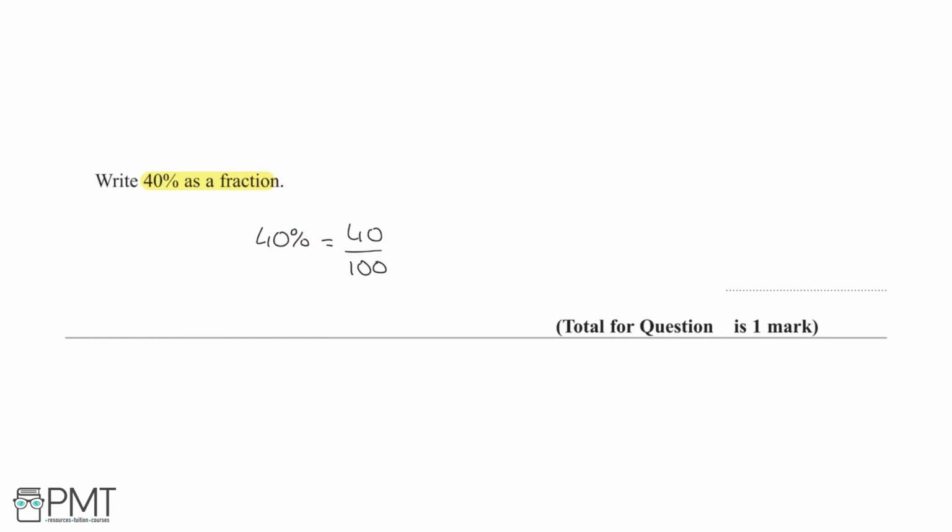Now, the question didn't ask us to simplify it in any way, so we can get away with just writing 40 over 100 in our answer space like this. But if it did say to simplify to the simplest form, you will have to add that extra step. This question is worth 1 mark, and you get 1 mark for writing the answer 40 over 100, but you will also get the mark for writing an equivalent fraction. So if you simplified it to 2 over 5, say, you will get the mark as well.